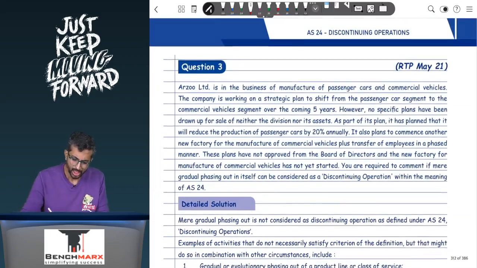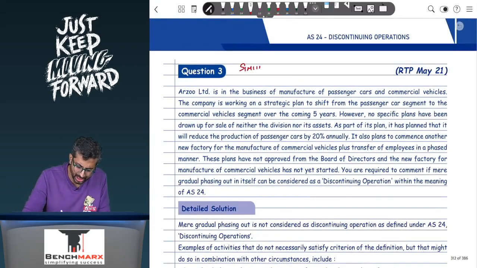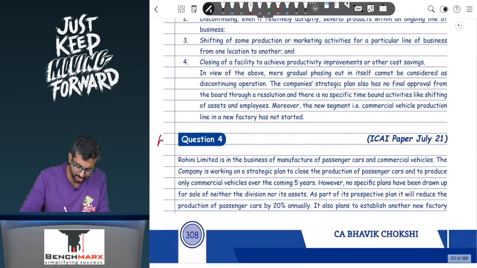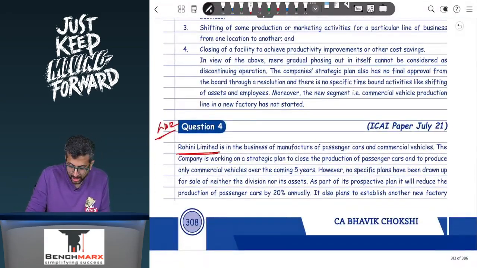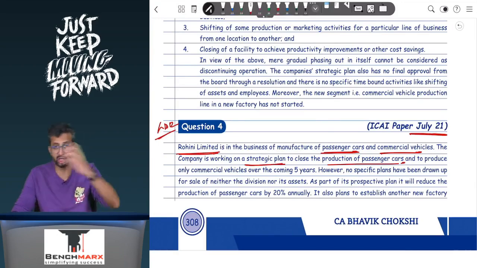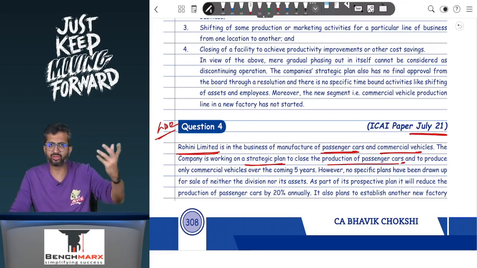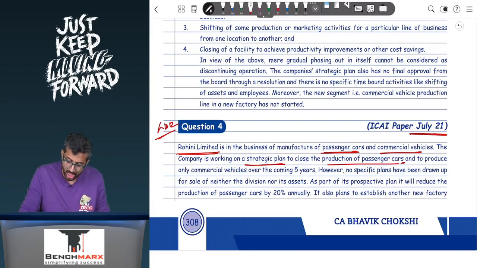Okay. Question 3 I would say is exactly similar to question number 4. So if you refer question number 4, which is a question which I would do for LDR, 3 is automatically done. So if I look at question number 4 only, Rohini Limited, this is from an exam question. Rohini is in the business of manufacturing passenger cars and commercial vehicles. The company is working on a strategic plan to close the production of passenger cars. It is like Tata Motors, selling passenger cars as well as commercial vehicles like trucks, and to produce only commercial vehicles over the coming 5 years.